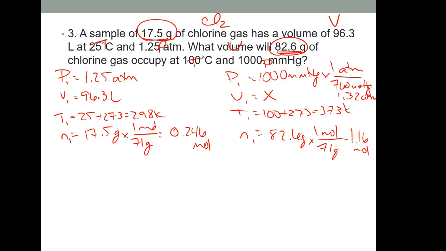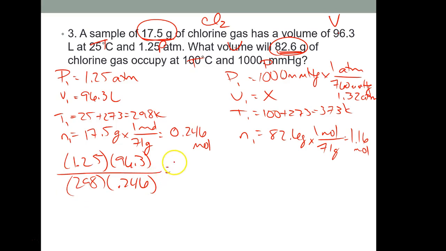I have changed grams to moles, so all I'm going to do is put it into the entire equation, P1V1 over T1N1 equals P2V2 over T2N2. So 1.25 times 96.3 over 298 times 0.246 equals the entire other side, 1.32 x over 373 times 1.16. And again, I'm going to cross multiply. So I'm going to have 4 numbers multiplied over here, those 4. 1.25 times 96.3 times 373 times 1.16.